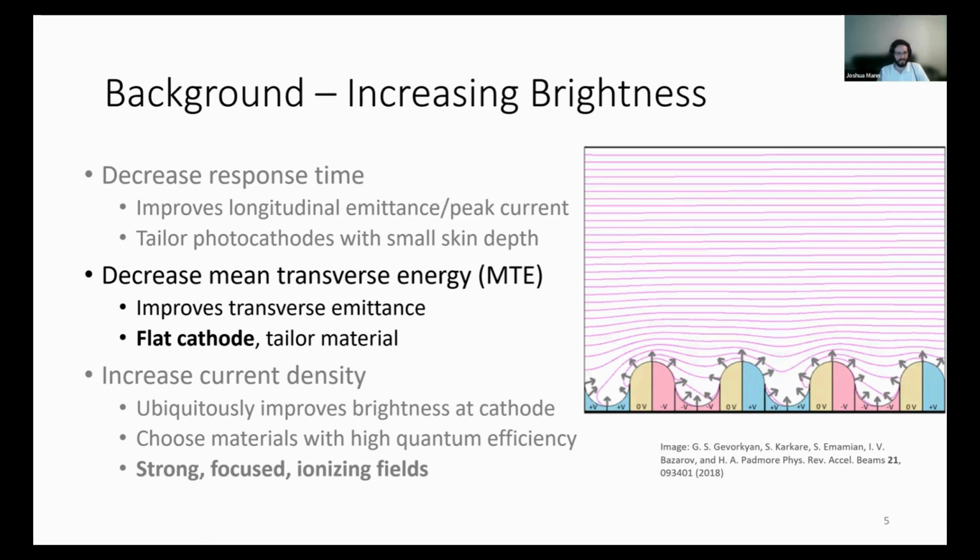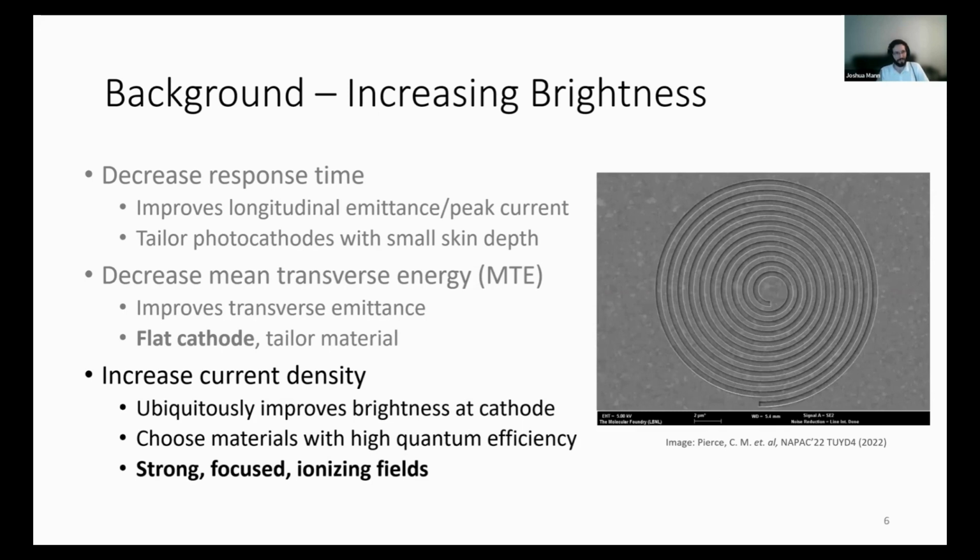And so if you have a normal flat photocathode, to improve your MTE, for instance, you want it to be atomically flat. If you have any imperfections like shown here, you're going to get emission in these weird directions, which will generally increase your MTE and worsen your emittance. Additionally, you can tailor your material to do this as well.